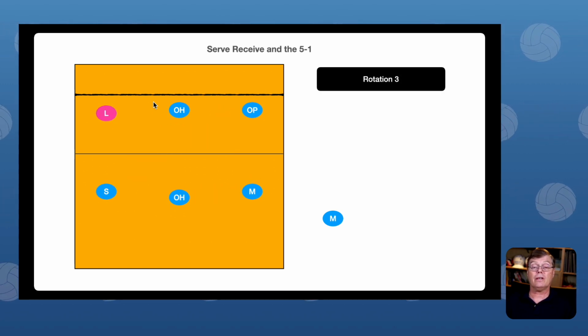Let's go to rotation 3. How do we know that? Setter's now in that corner back, and you see this is a problem for many people. So how's that going to work? Well, we can do some things. Let's take a look at something we might do.